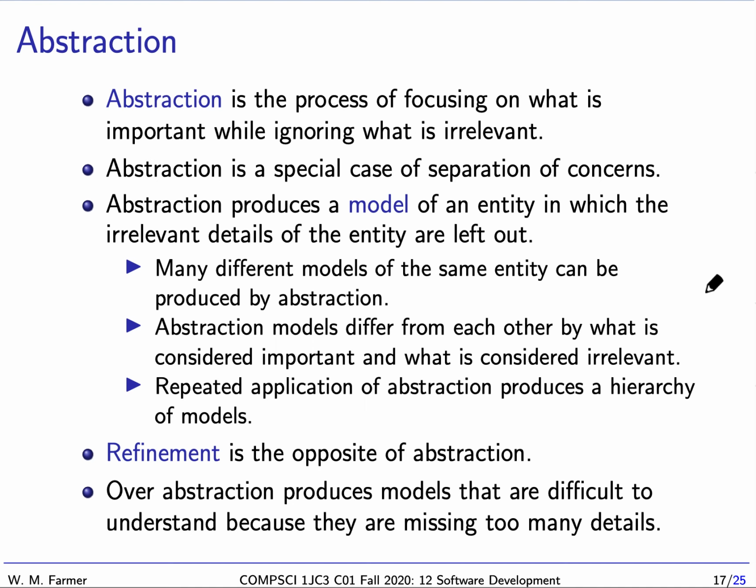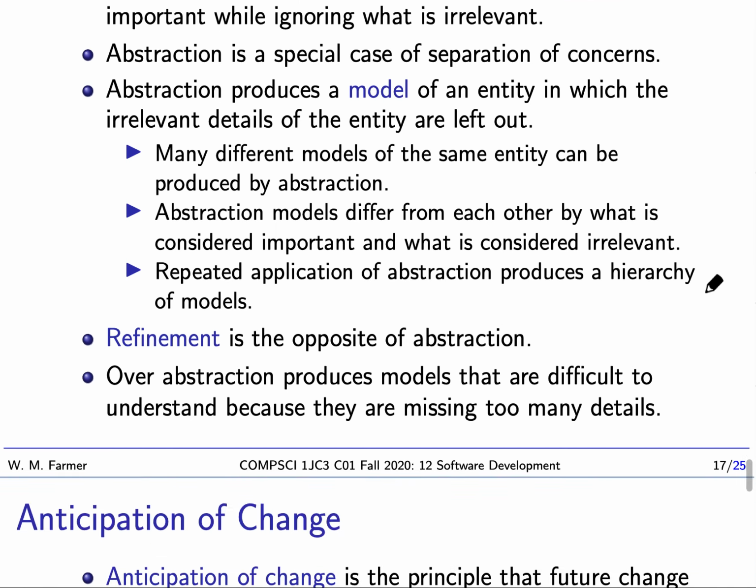Refinement is adding details. Now, one danger of abstraction, which you probably all experience, is that if you over-abstract, you produce models that are very difficult to understand because they're missing too many details. There's not enough detail so you can connect to it. It just seems like it's floating in some kind of reality that's not connected to what you understand. But anyway, I want to emphasize abstraction is an extremely powerful principle of development.